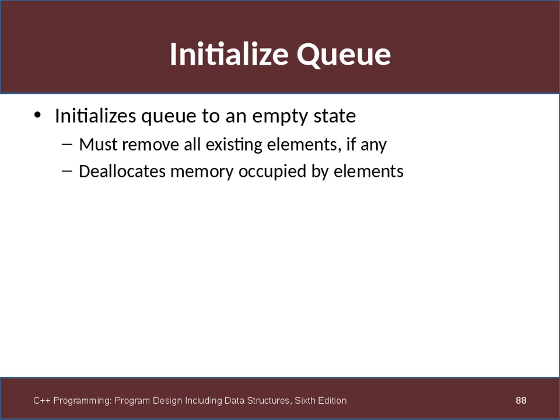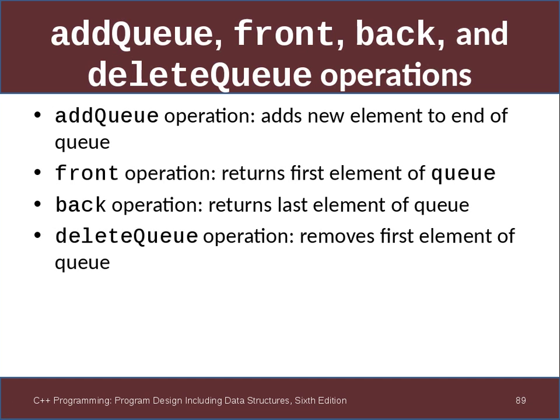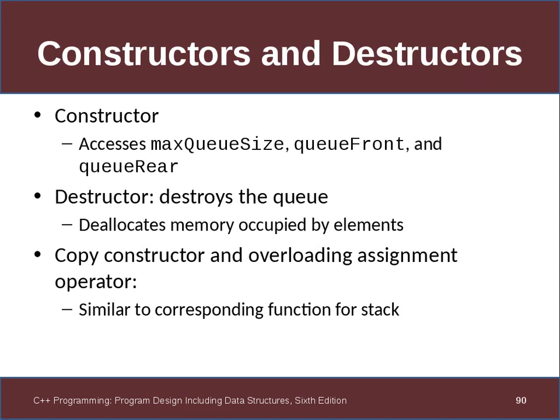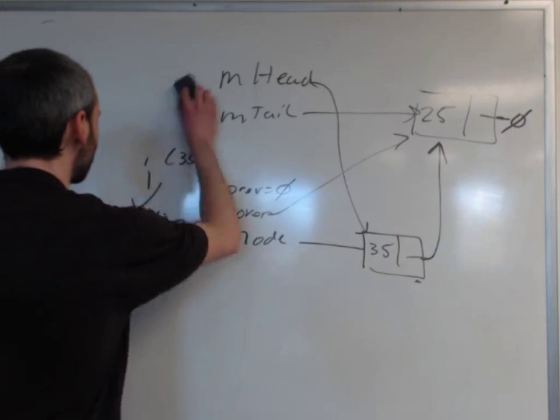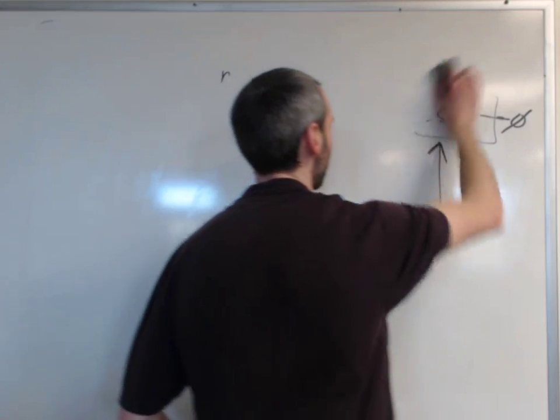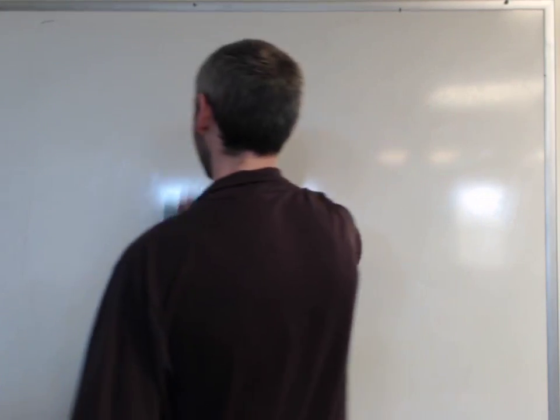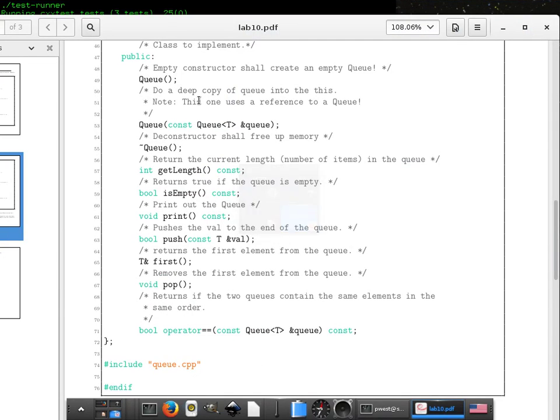Initialize the Q to empty state. Remove all existing elements. Deallocate the memory. So you can add to the Q, add the new element to the end, add to the front, the back, and delete the Q in construction. All right, you know what? Let's just do this on the board, and then I'll let you all try and figure out the code. I'll stick with the lab so it's clear. You have push, first, pop. So we'll push 25.